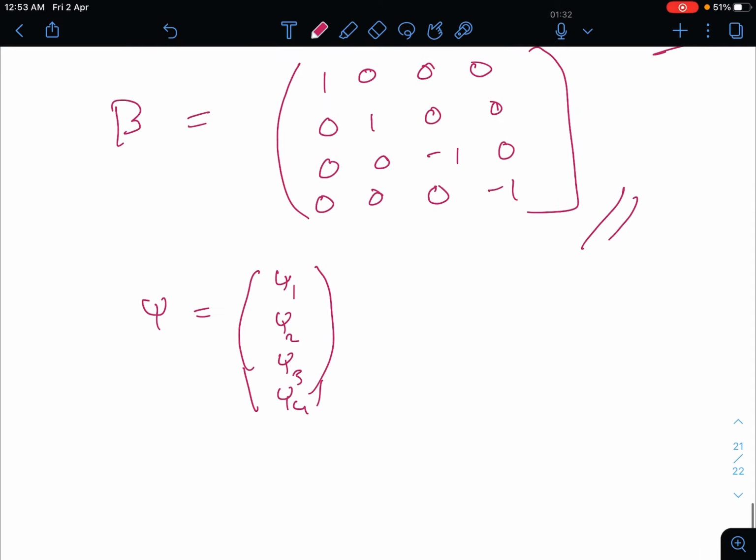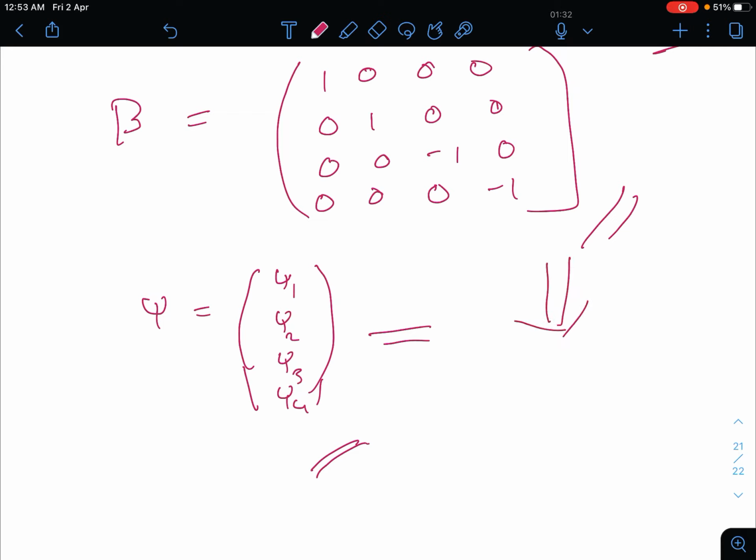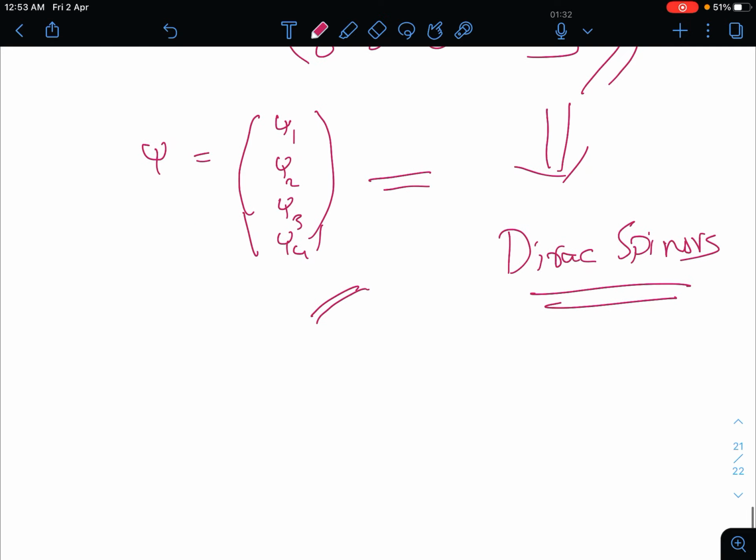Okay, so don't worry about all these things. Now sometimes these 4 matrices, that's alpha x, alpha y, alpha z and beta, are also known as Dirac spinors, or spinners. Okay, so that's the one case which we wanted to finish.